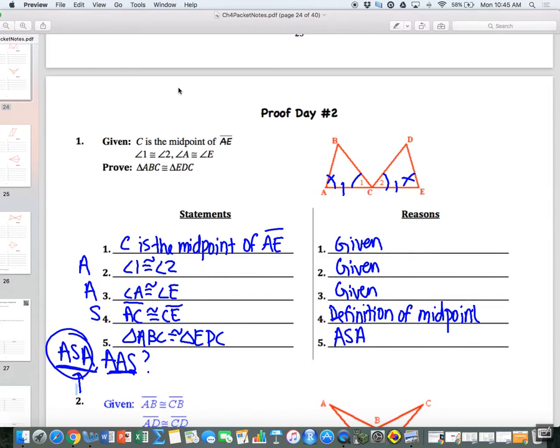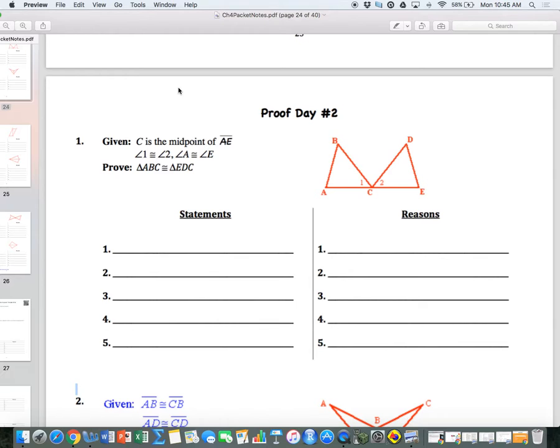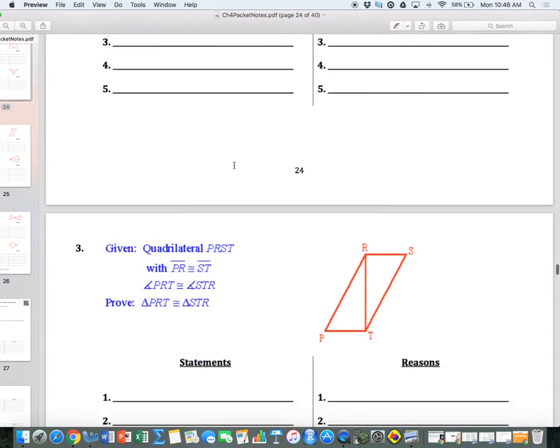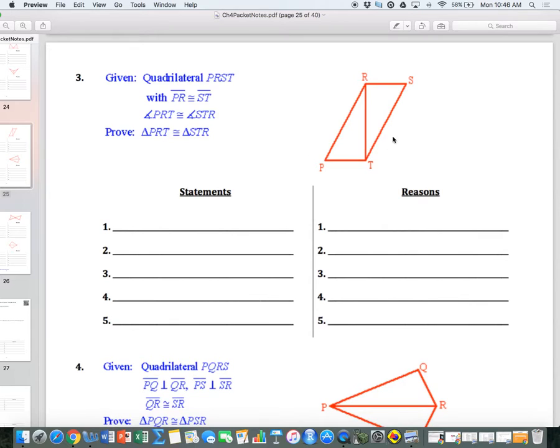So go to problem 3. The problem 3 is this. Okay, so we have quadrilateral PRST. Do we know anything about quadrilaterals? It means that it's 4 sides. Is there anything else that's special about it? It's lateral? What does that mean? What's quad mean? 4. So quadrilateral means 4 sides. But besides the fact that there's 4 sides, anything else that's special?